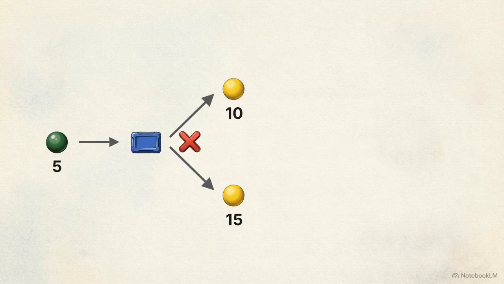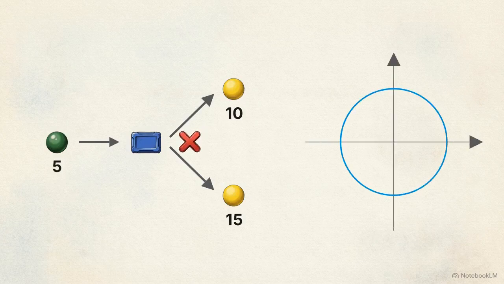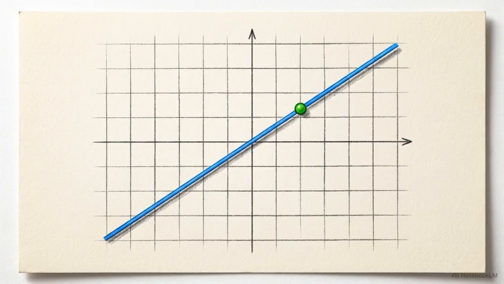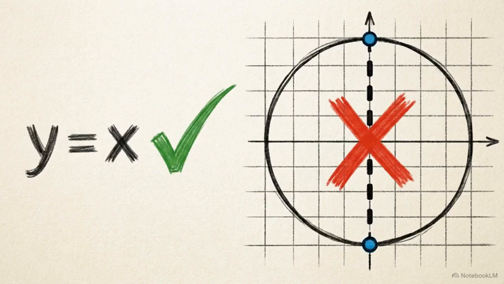We can audit a graph for broken rules using a tool called the vertical line test. If you slice straight down through a shape and hit two separate points, a single starting number has produced two different results. Perfect predictability is the defining trait. If a relationship has multiple answers for a single input, it is a perfectly valid equation, but it fails the test to be a function.